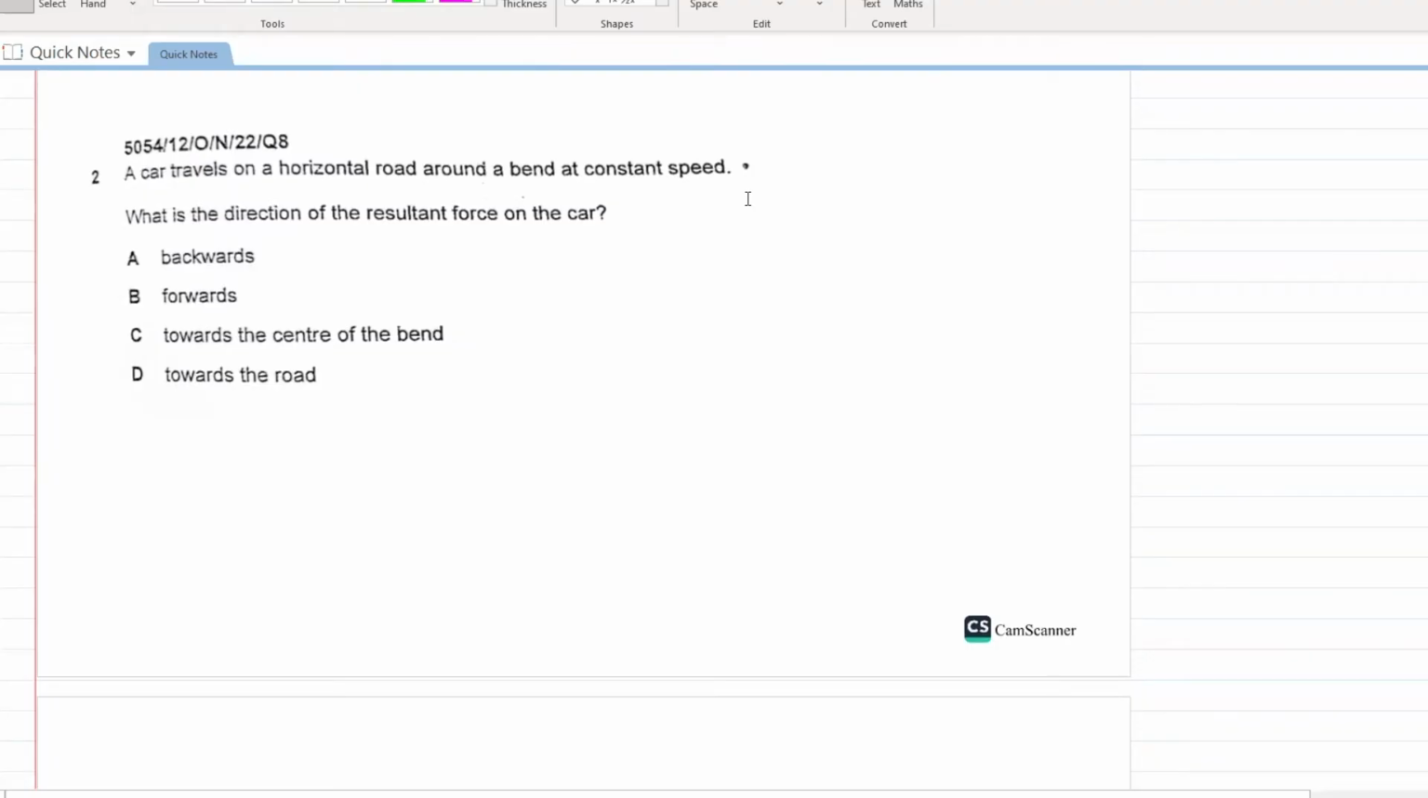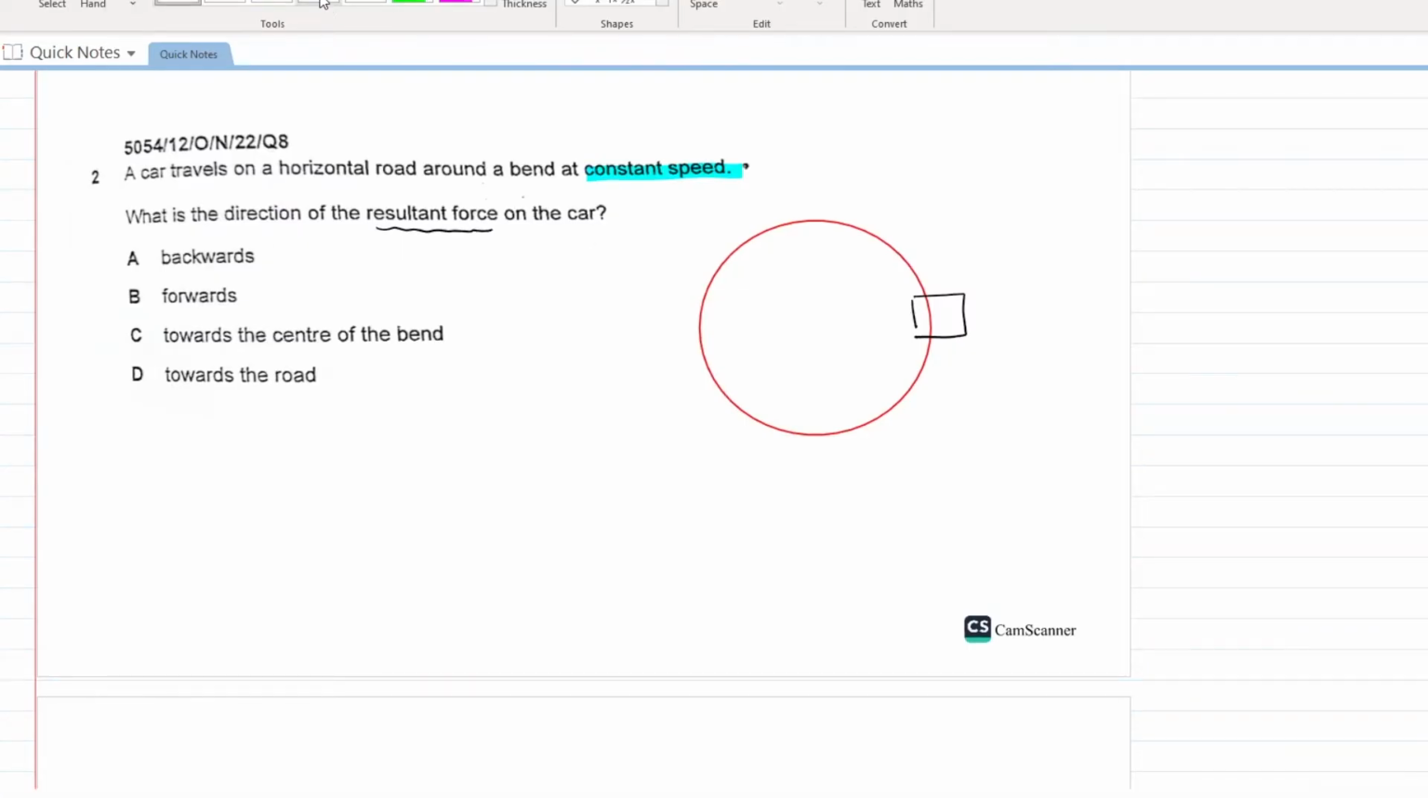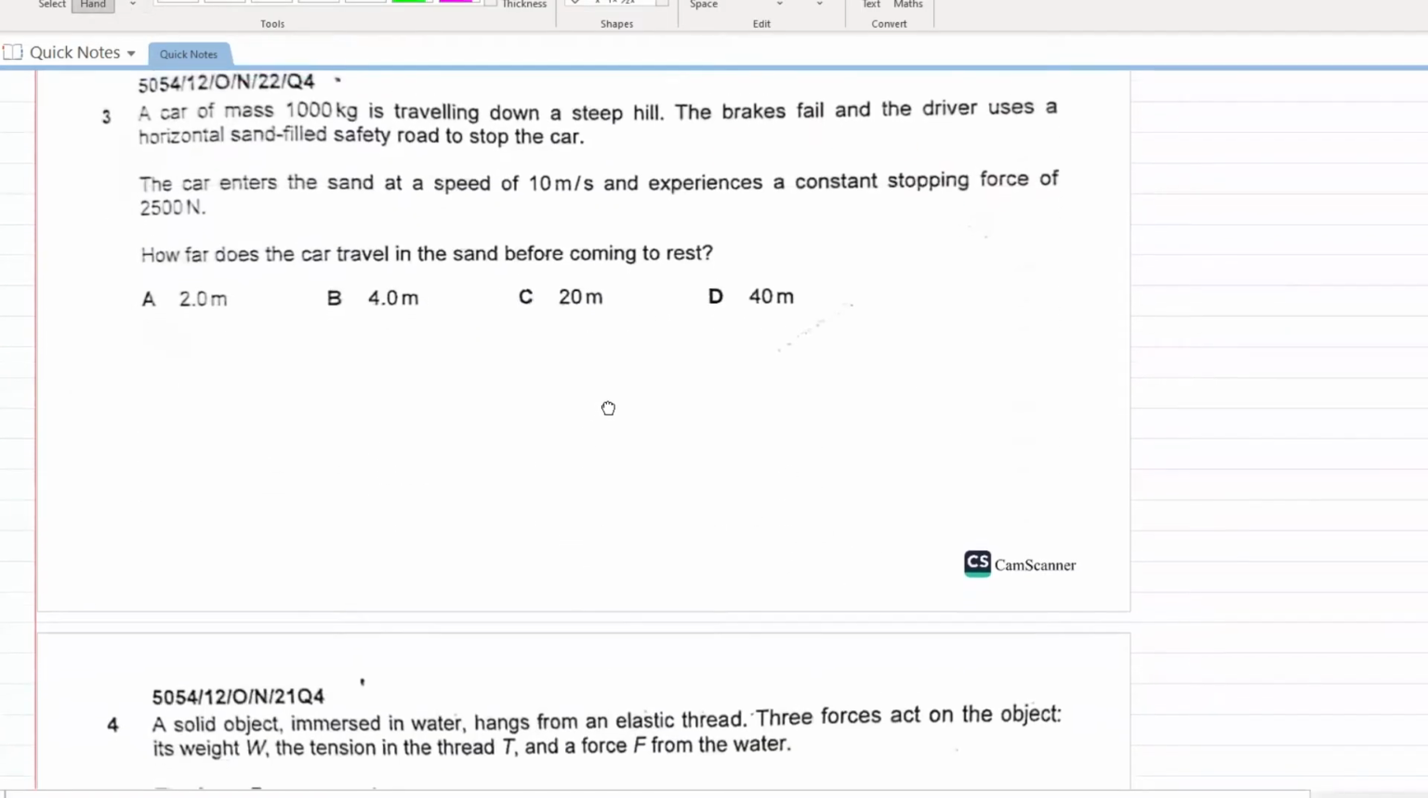A car travels on a horizontal road along a circular bend at constant speed. Okay. So let's say this is your circular bend and the car is traveling along this bend. Whenever anything is moving in a circle, the resultant force always acts towards the center. C is your answer. Let's move on to the next question.